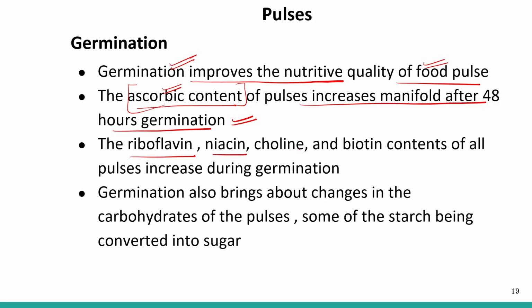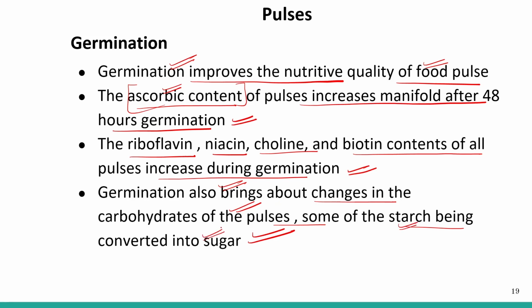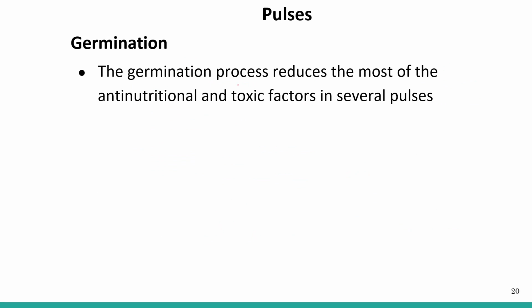The riboflavin, niacin, choline, and biotin content of all the pulses increases during the germination. Germination also brings about a change in the carbohydrates of the pulses, some of the starch being converted into sugar. So germination also helps in change in the carbohydrates of the pulses. Okay, so the starch that is present is converted into sugar. Germination also reduces most of the anti-nutritional and toxic factors in several pulses. So all these toxic factors that are present also get reduced after the germination.